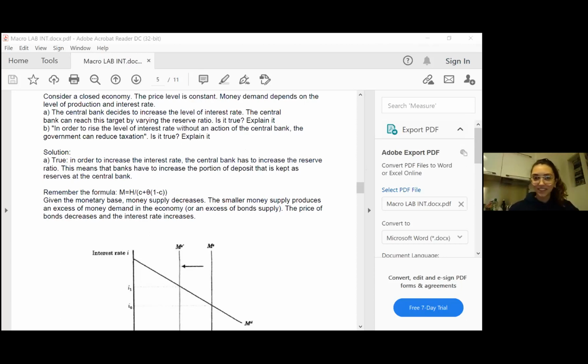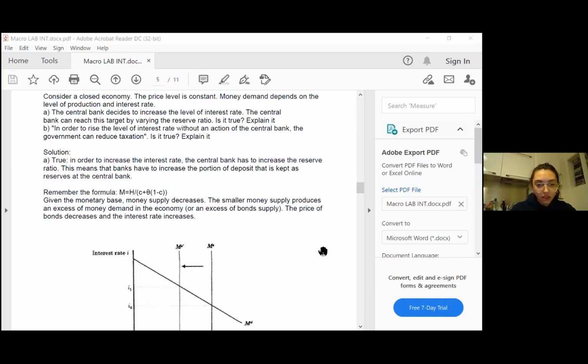Yes, awesome. Okay. So question B, in order to raise the level of interest rate without an action of the central bank, the government can reduce taxation. Is it true? I think that you guys in the chat said that it was true, if I'm not mistaken. Yeah, I saw some yeses.